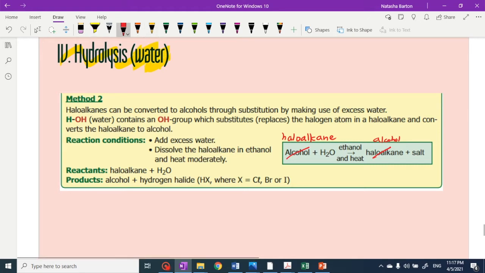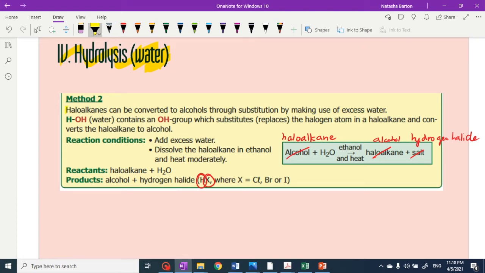Now, in the previous video, I made a few corrections to your textbook, but I've identified another mistake. In this general equation, we don't have salt as a byproduct here. Instead, we have a hydrogen halide, where a hydrogen halide is just hydrogen bonded to some type of halogen atom. Please go and correct that.